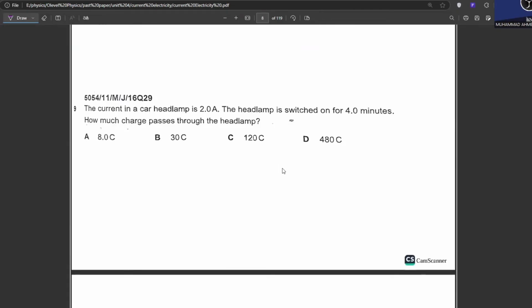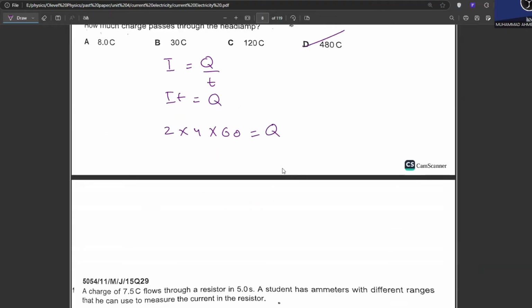The current in the car headlamp is 2 ampere. The headlamp is switched on for 4 minutes. How much charge passes through the headlamp? So current is equal to charge over time. Current into time is equal to charge. Your current is 2, time is 4 minutes, so 4 into 60. Your charge comes out to be 480 coulombs.